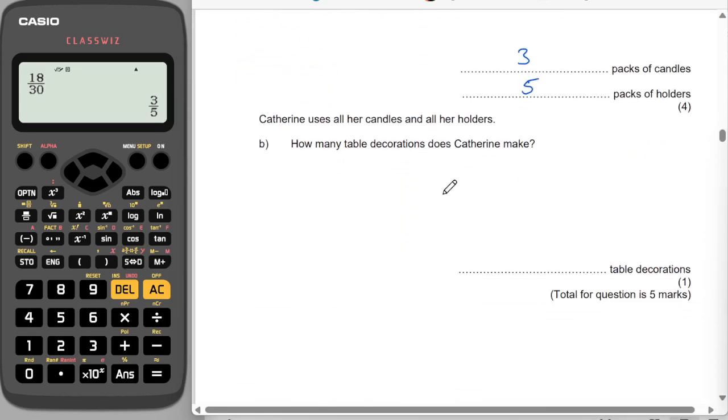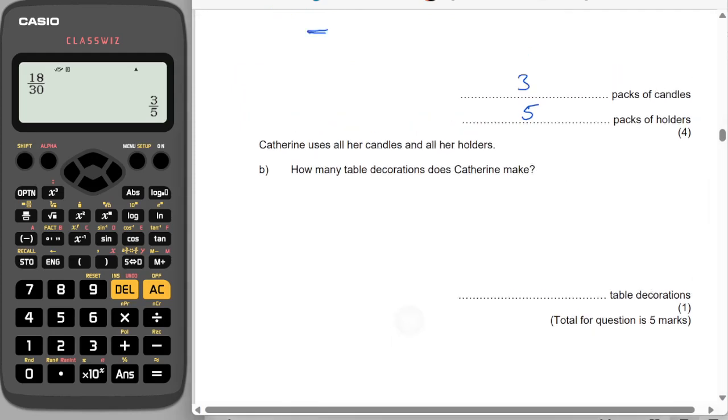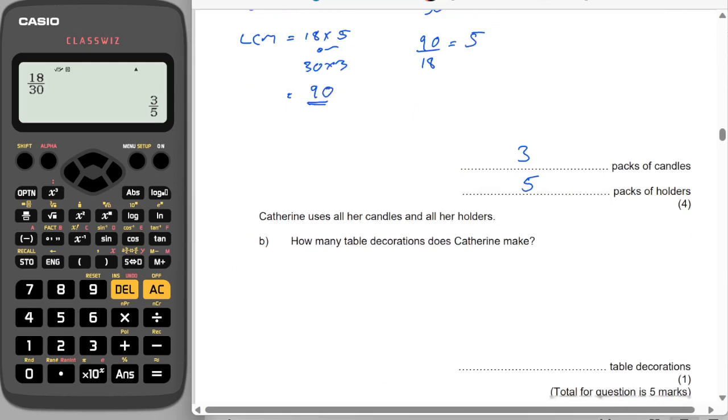Part B, Catherine uses all her candles and all her holders. How many table decorations does she have? Well, that's the lowest common multiple that we've just worked out, so 90.